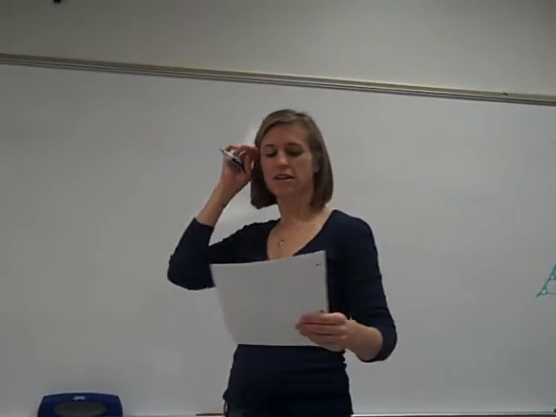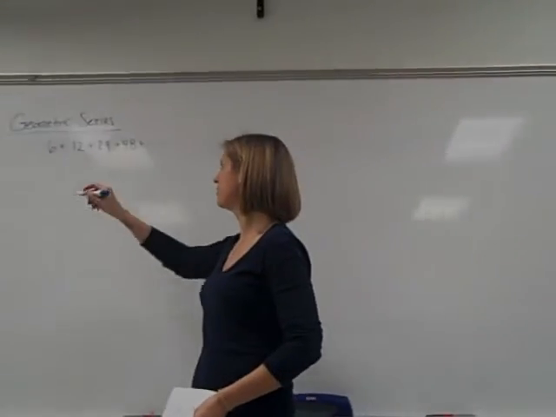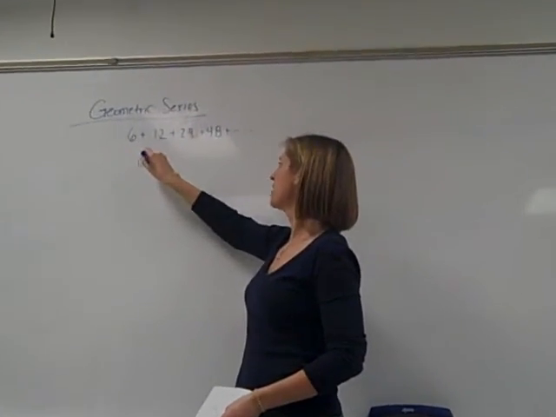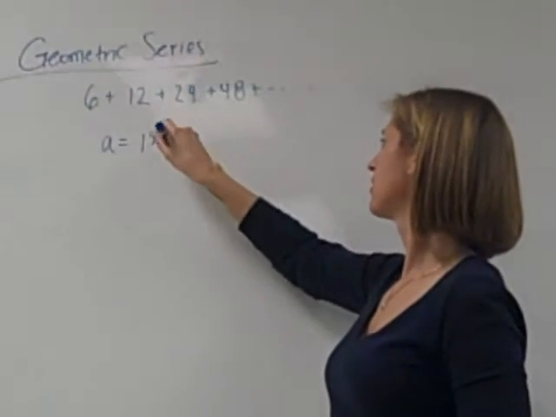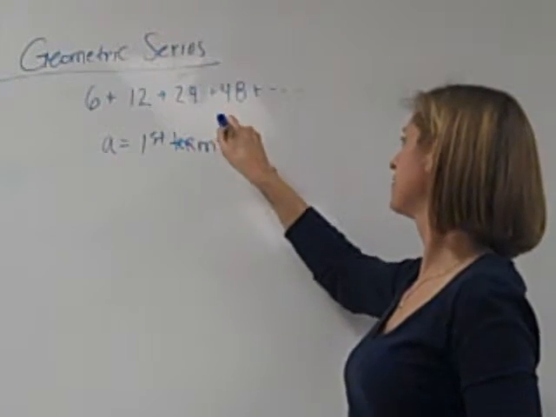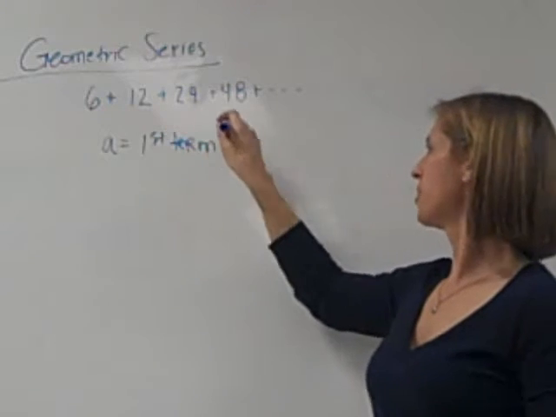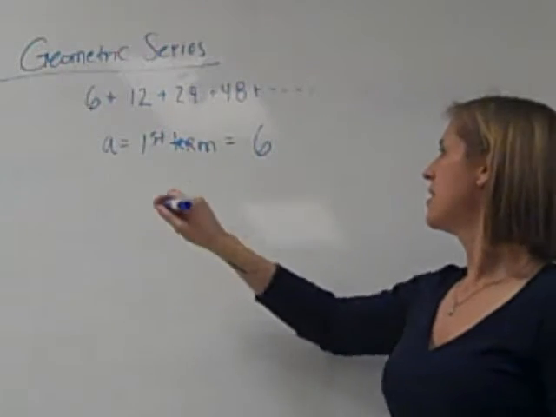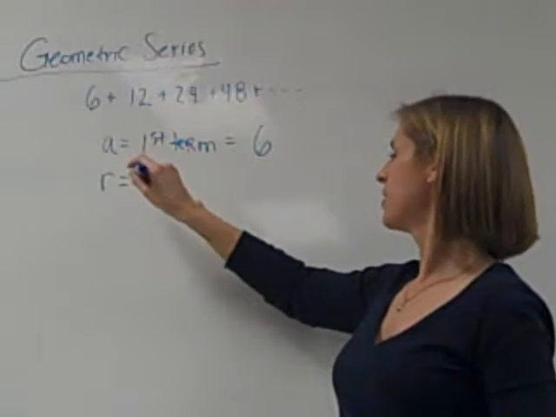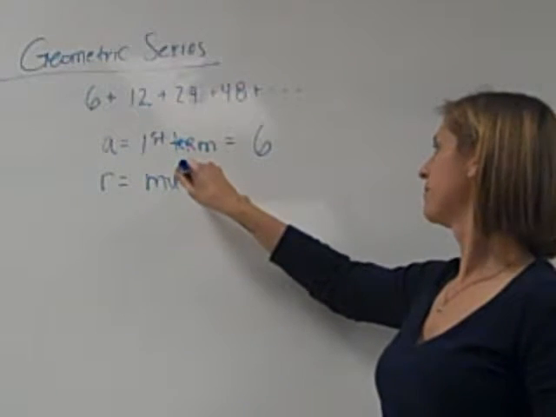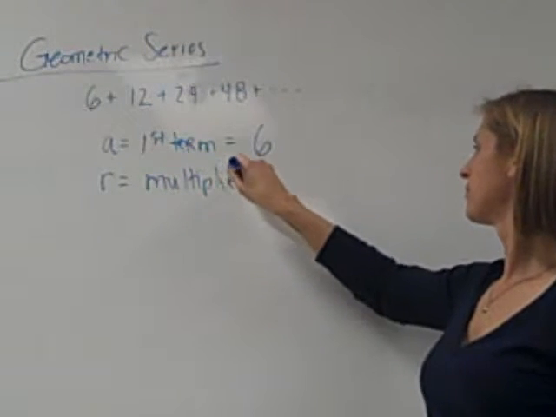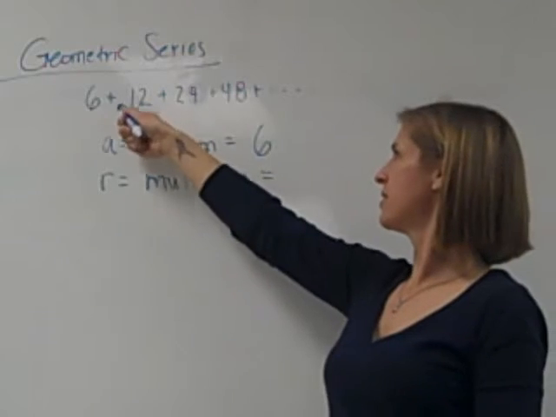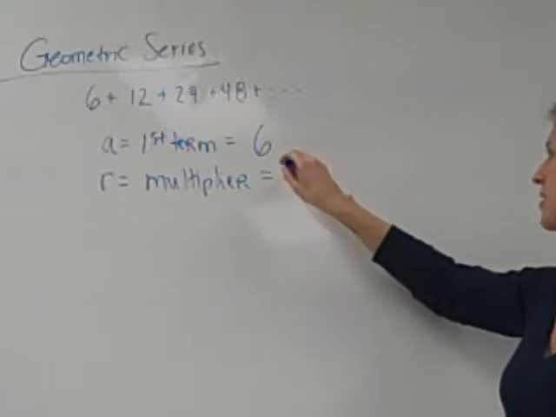So this is a series. Okay, 6, 12, 24, 48. And there's two things you need to know about it. I need to know what the first term is. We call that A. First term in this series is 6. And then I need to know what R is, and R is what I call the multiplier. There's going to be a consistent multiplier that goes all the way through the series. In this case, it's 2.